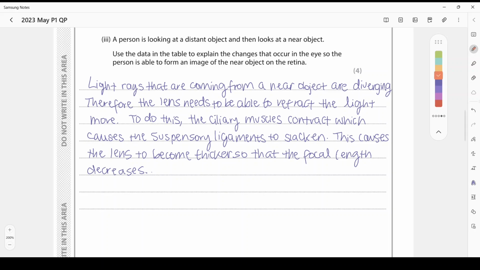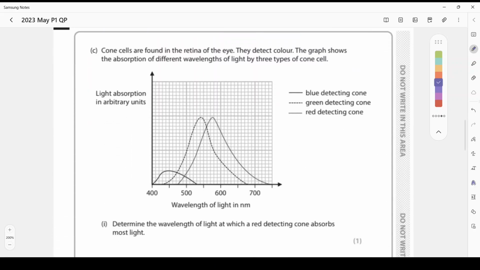All right, let's go over the marks. The first mark is rays from a near object are diverging. The second mark is ciliary muscles contract. Third mark is suspensory ligaments slacken. 1, 2, 3, fourth mark is lens becomes thicker. A fifth mark you can say is so that it causes the light to refract more. And then you can also mention how the focal length decreases. All right, let's move on to the next question.